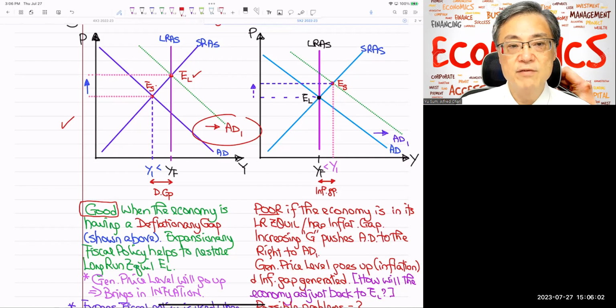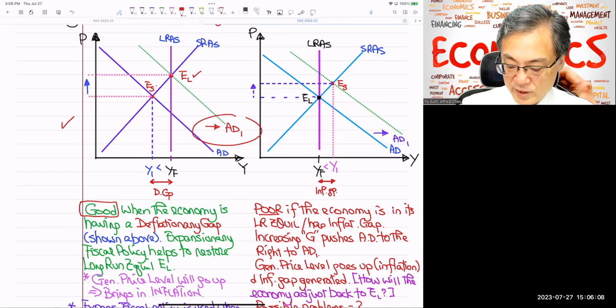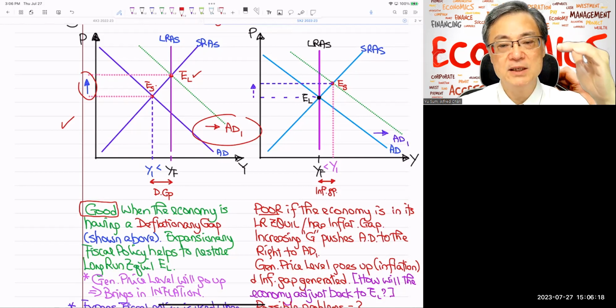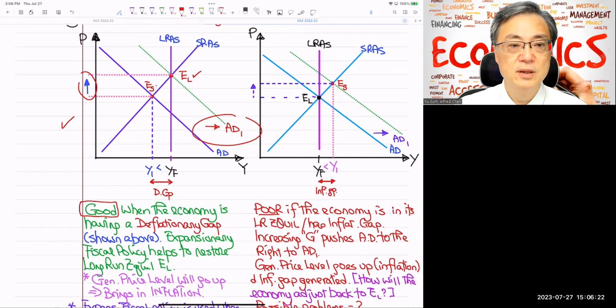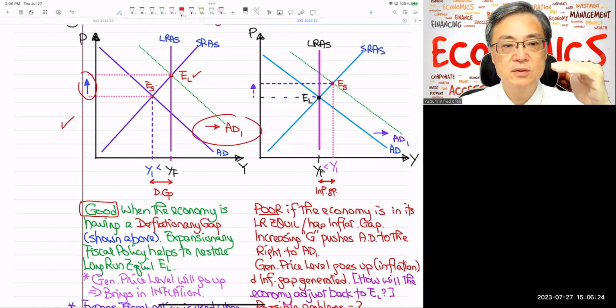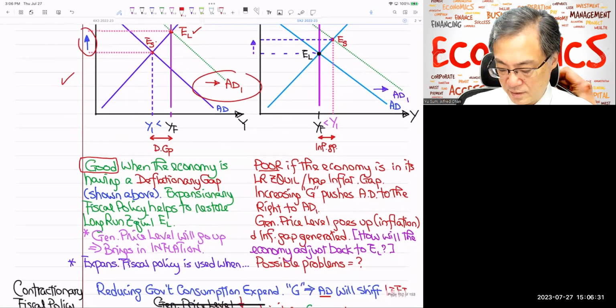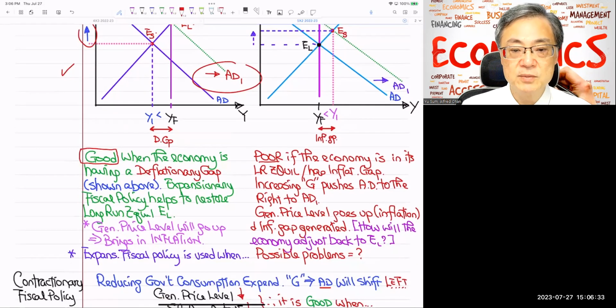The economy can finally get back to where it belongs. Now, we should note that the general price level will go up, but normally it won't cause much harm, because when the economy is underperforming, there will probably be deflation. So the general price level is sort of pushing up to the normal level. Okay, so this is the good thing. All right, let's see the description.